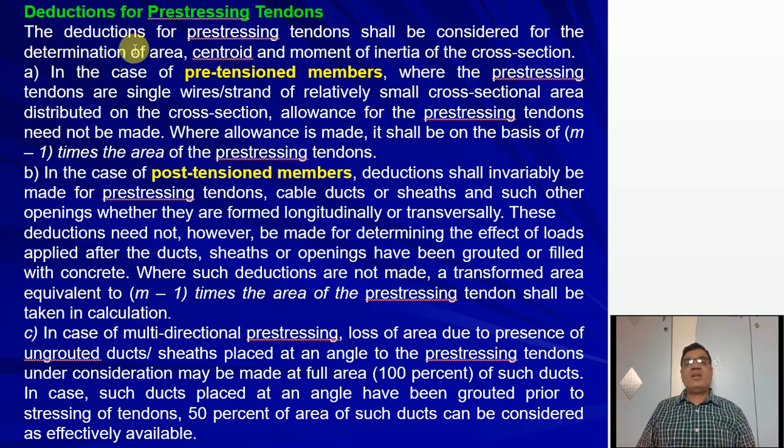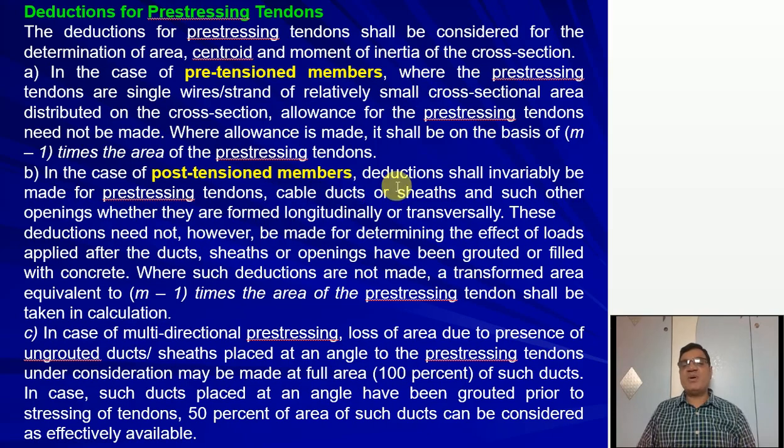Let's see. The deduction for pre-stressing tendons shall be considered for the determination of area, centroid and moment of inertia of the cross section. Now, first we'll see for pre-tension members. In pre-tension members where the pre-stressing tendons are single wire or strand of relatively small cross-sectional area distributed on the cross-section, allowance for the pre-stressing tendons need not be made. That means don't reduce any area. Where allowance is made, it shall be on the basis of m-1 times the area of the pre-stressing tendons. m means it's a modular ratio, so it's the ratio of Es divided by Ec.